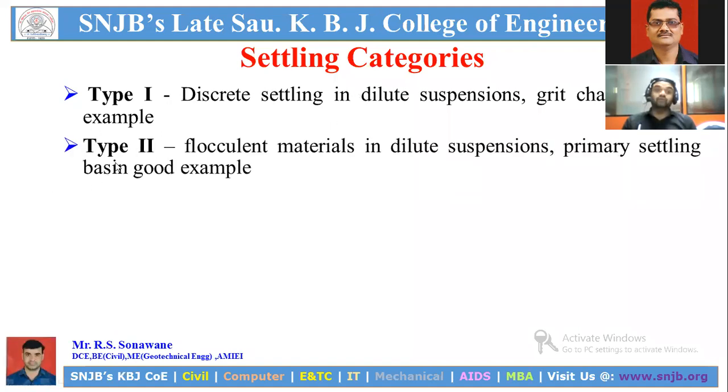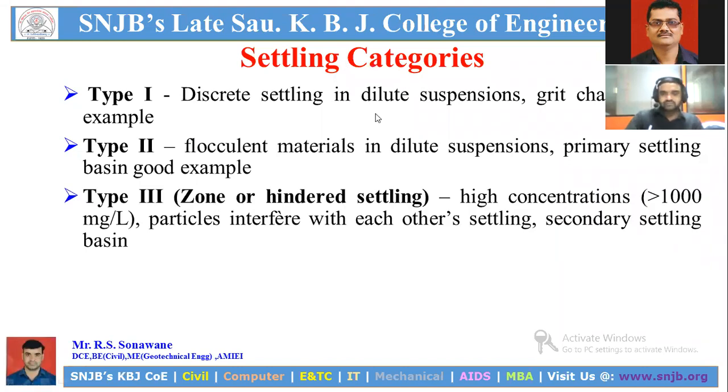Second, type 2 settling category: flocculent material in a dilute suspension. Is that clear? The flocculent type of material settles, and that may happen in a primary settling basin, a good example. And the third type of settling category is zone settling.